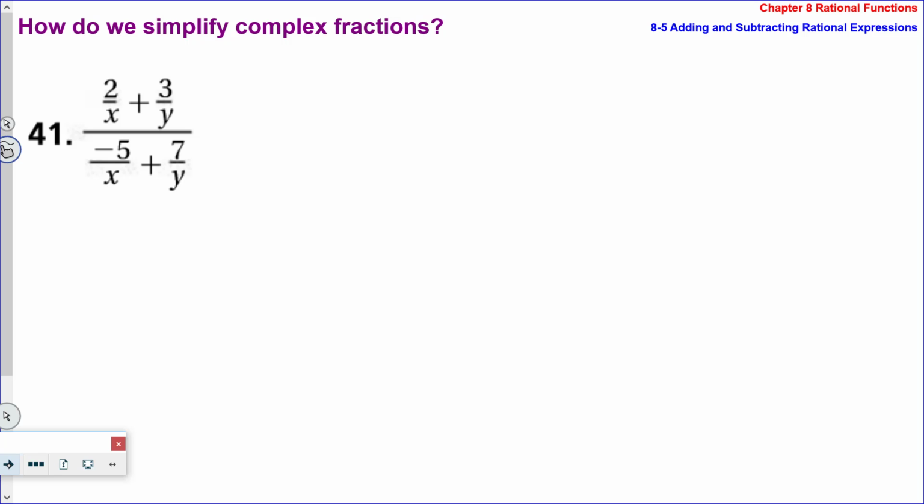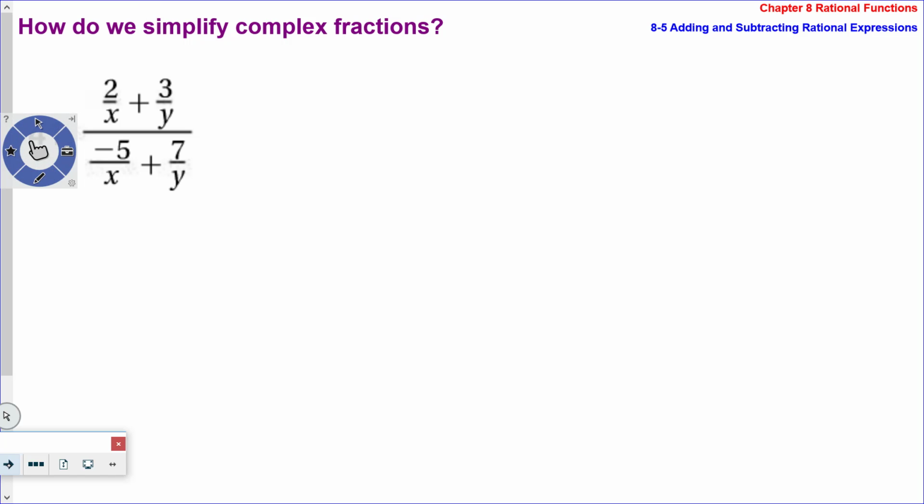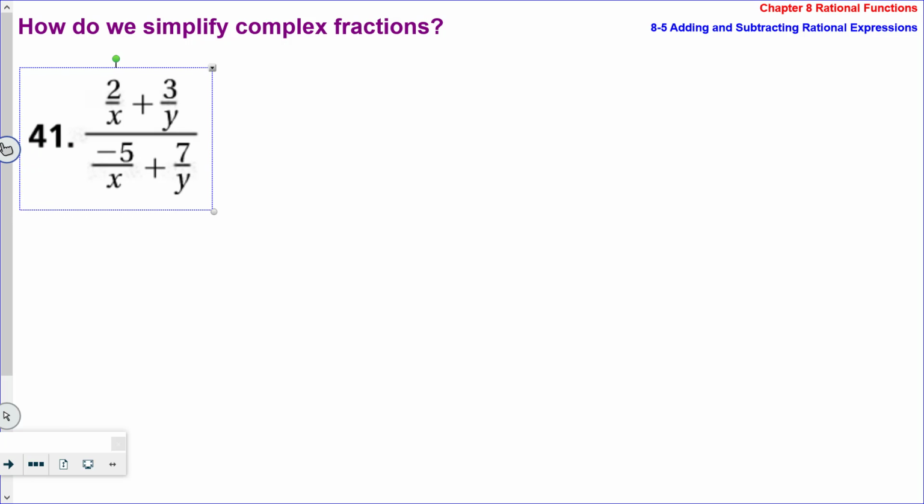Do we skip step 1 when it looks like that? What does step 1 say? Write the expression in the numerator as a single fraction. Is that a single fraction? So how do we? Excellent question. So step number 1 is to write the expression in the numerator as a single fraction.